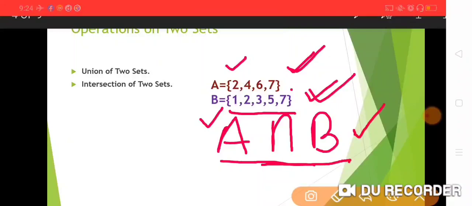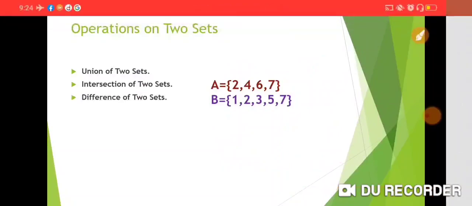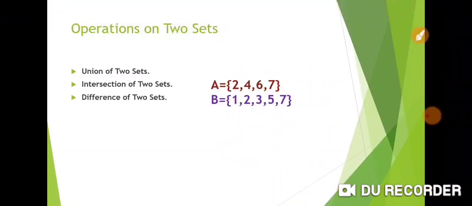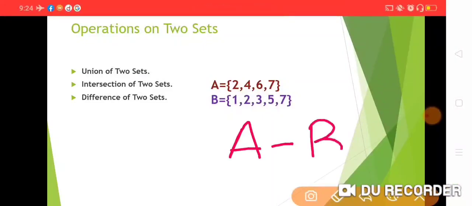So the common elements are 2 and 7. So A intersection B is 2 and 7, as 2 and 7 are the common elements that are present in A and B. Now the next one is difference of two sets. Difference of two sets is denoted by A minus B.